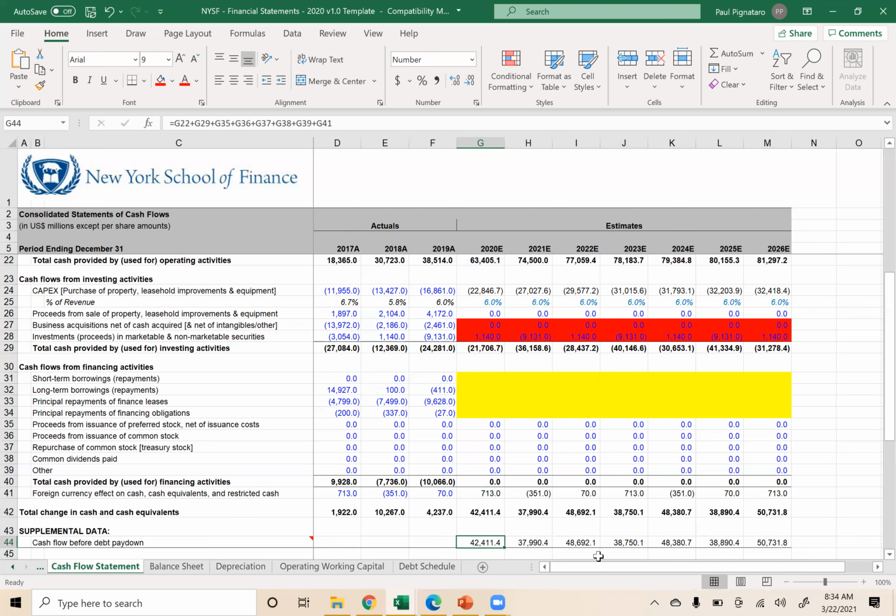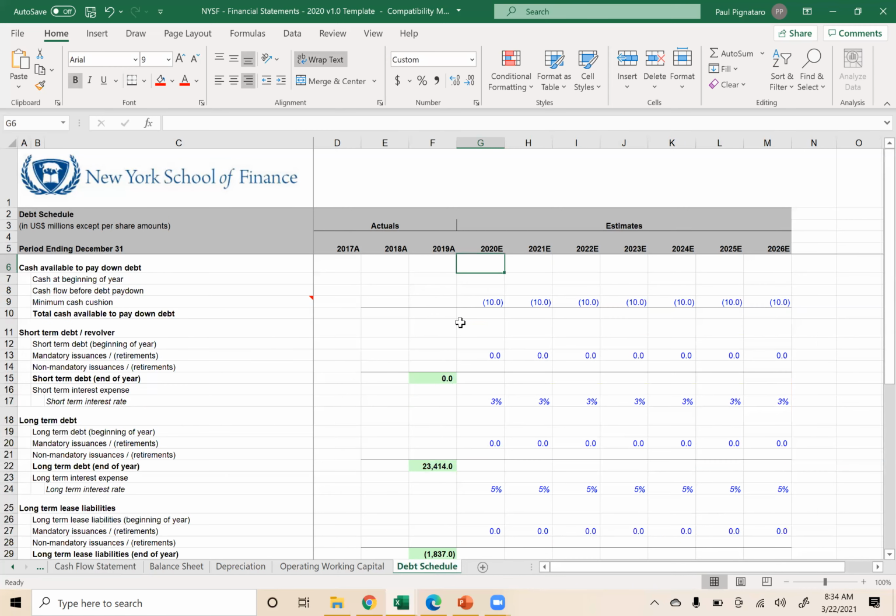This cash flow before debt pay down will be used as a starting point, one of the starting points for our debt schedule. So we have the frame for our debt schedule. Next week, I want to talk about building this completely, linking it into our income statement and cash flow statement. And guess what? We have a complete model.